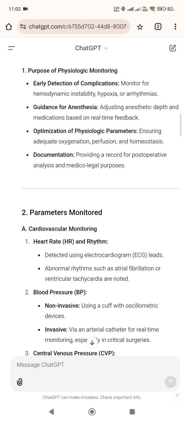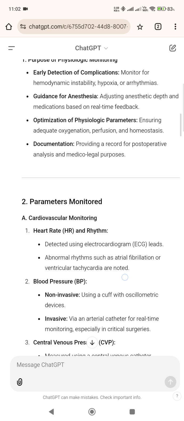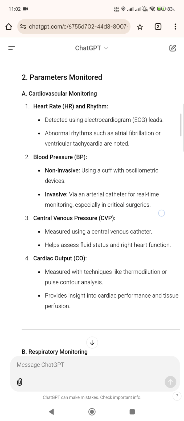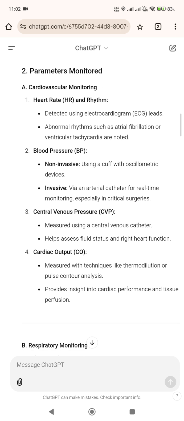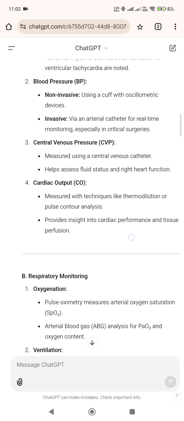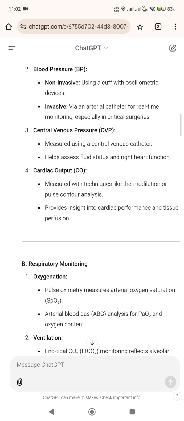2. Parameters monitored. A. Cardiovascular monitoring. 1. Heart rate, HR, and rhythm, detected using electrocardiogram ECG leads. Abnormal rhythms such as atrial fibrillation or ventricular tachycardia are noted. 2. Blood pressure. Non-invasive, using a cuff with oscillometric devices. Invasive, via an arterial catheter for real-time monitoring, especially in critical surgeries.